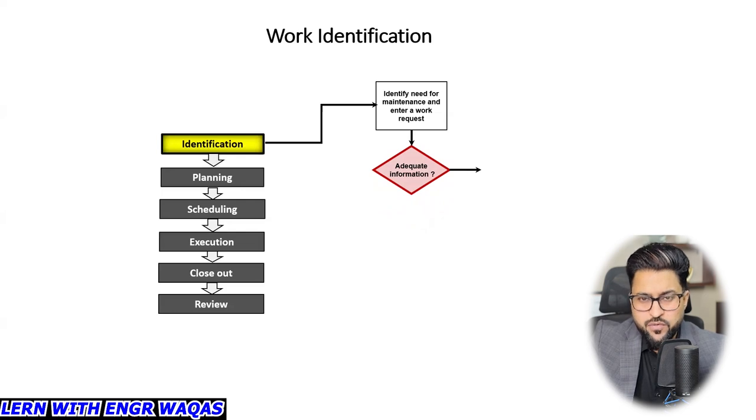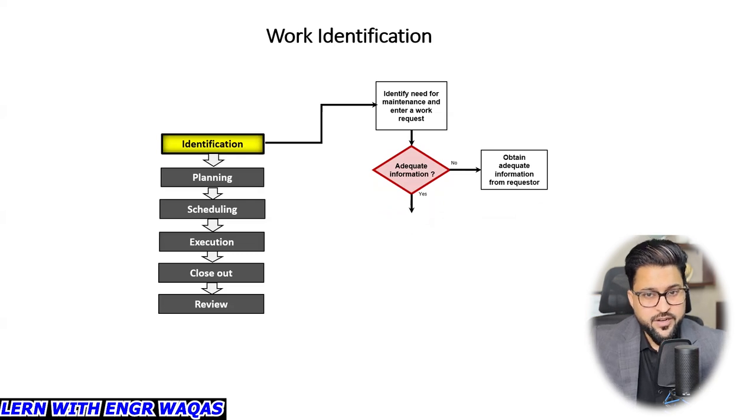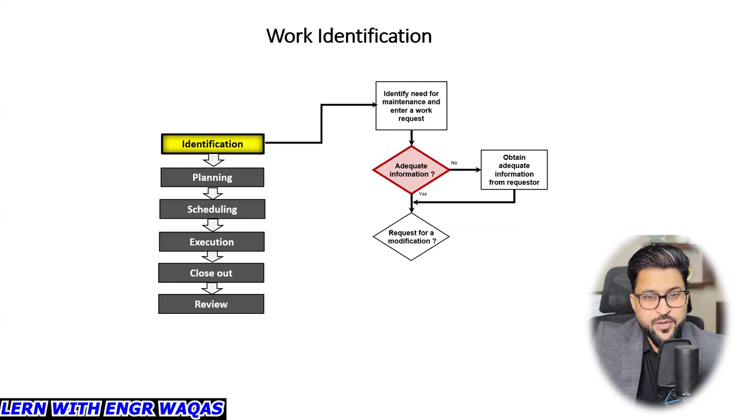Do you have adequate information about that machine? There are two possibilities, yes or no. If you have no adequate information right at the moment, obtain adequate information from the requester who requested you to repair or conduct maintenance on that equipment, that heat exchanger, that valve. You have to ask that personnel that you need more information about it. If you already have that adequate information, it leads to the request for a modification.